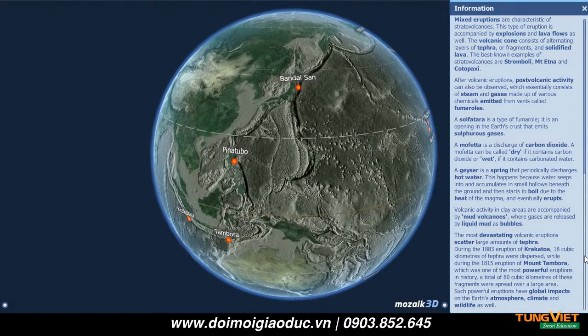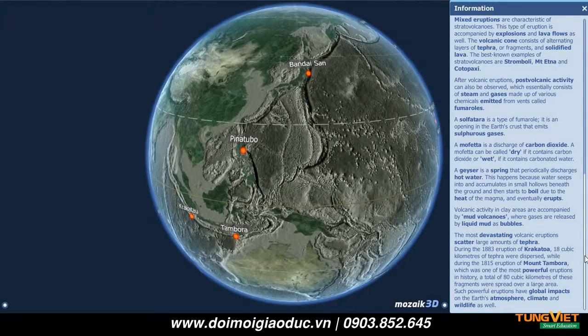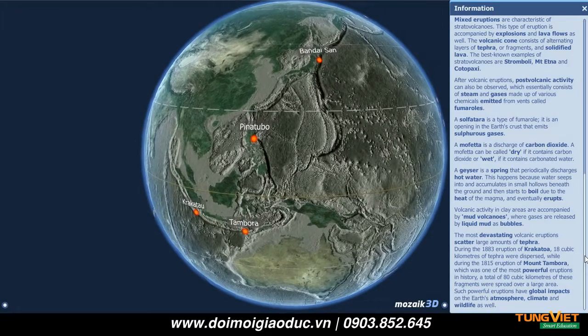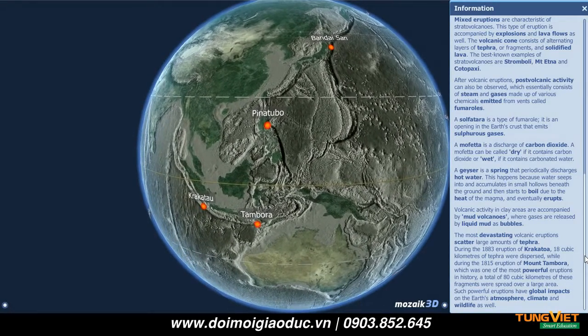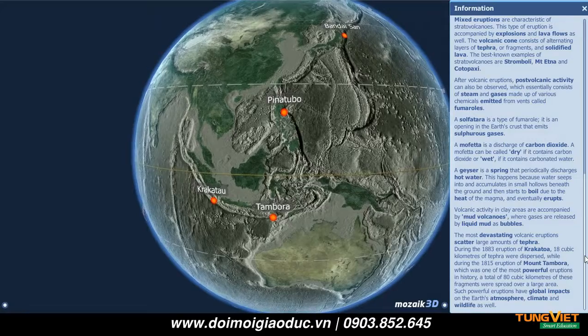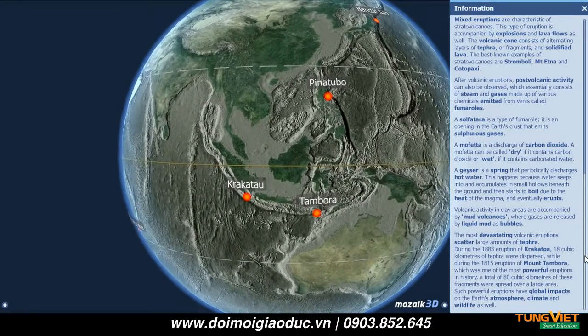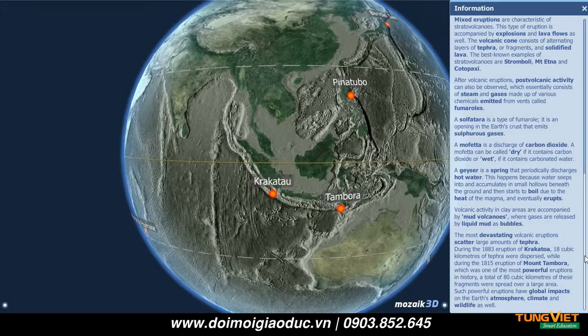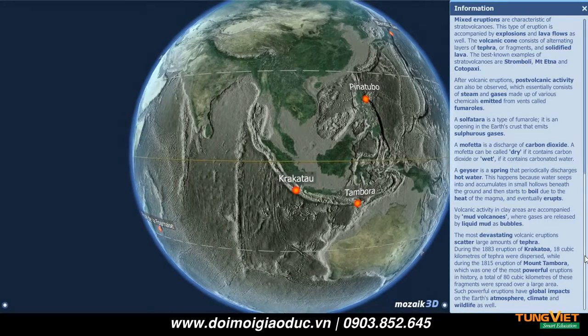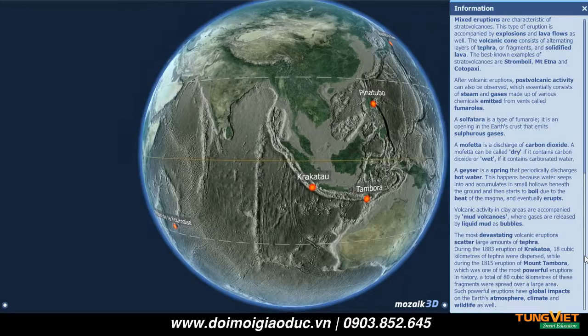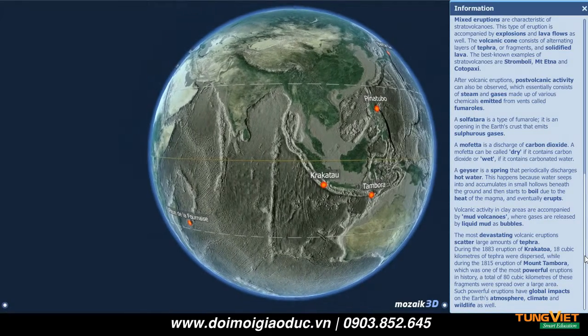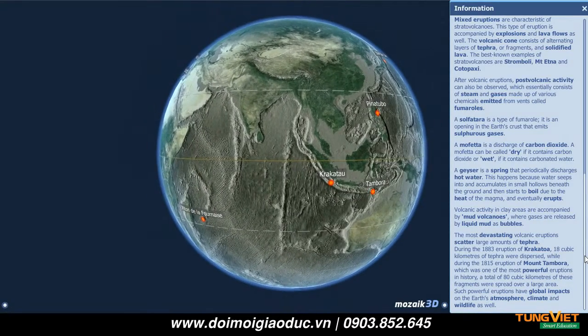During the 1883 eruption of Krakatoa, 18 cubic kilometers of tephra were dispersed, while during the 1815 eruption of Mount Tambora, which was one of the most powerful eruptions in history, a total of 80 cubic kilometers of these fragments were spread over a large area. Such powerful eruptions have global impacts on the Earth's atmosphere, climate, and wildlife as well.